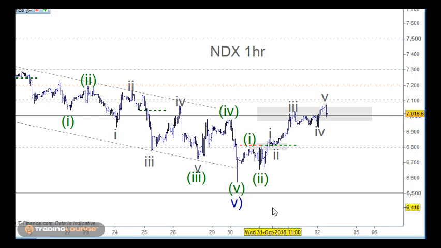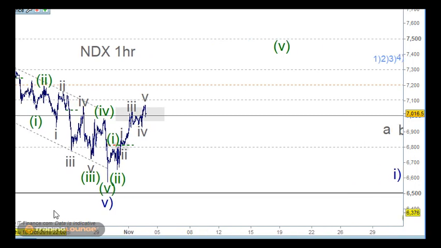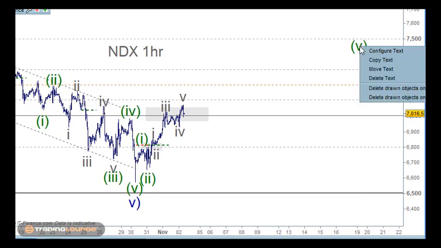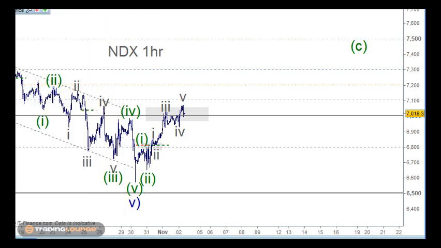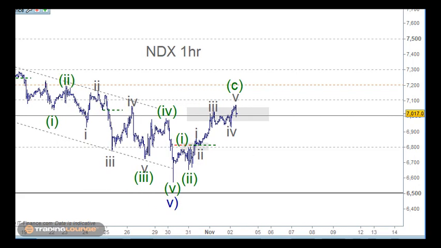So I suppose we could count this up here as an A and a B and a C wave here. If I can just find one over here, but we'll borrow this one. So it's possible to have a corrective rally into this space for this market, and we could move down from that point.